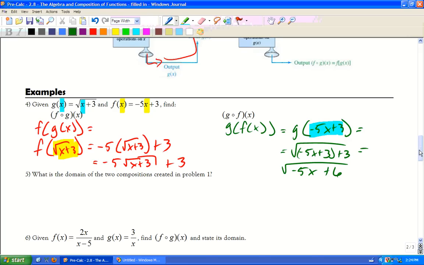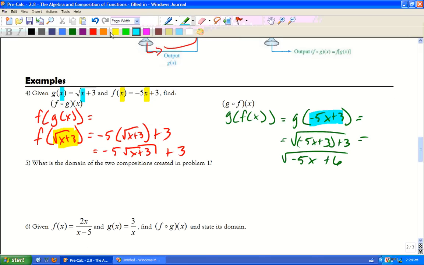When we try to find the domain of these compositions, we have to start with the domain of whatever our input is. So for the domain of f of g of x, we can say the domain of g of x is all real numbers. But when we take a look at f of g of x itself, when we get that negative 5 times the square root of x plus 3, we can notice that once again we have a square root, so x plus 3 has to be greater than or equal to 0, which means x has to be greater than or equal to negative 3. Again, that's for f of g of x.